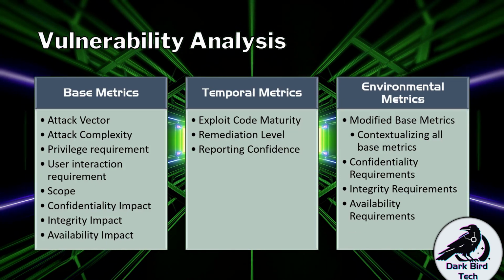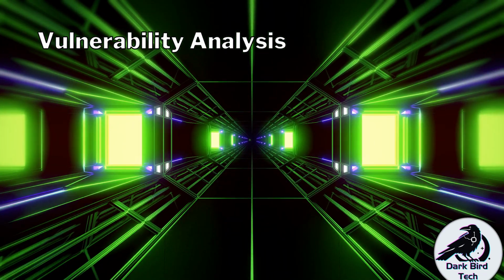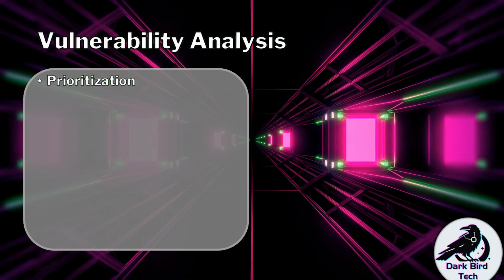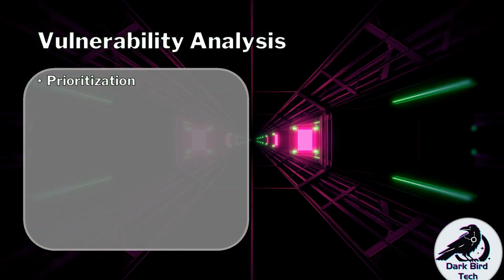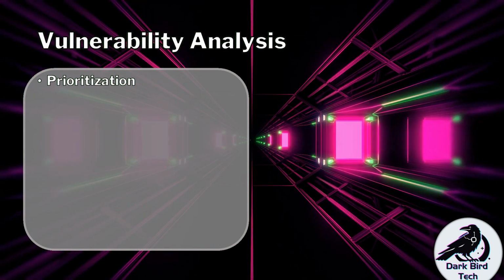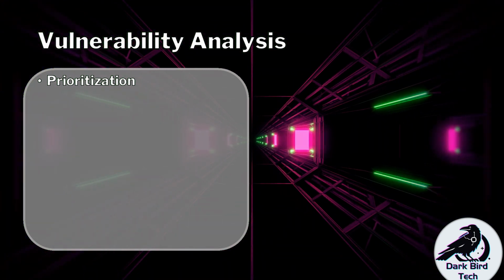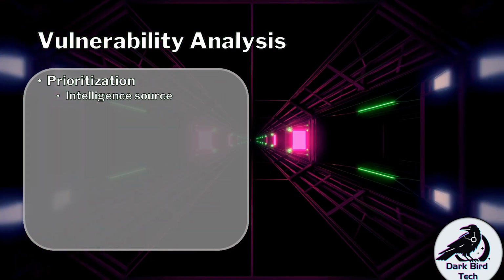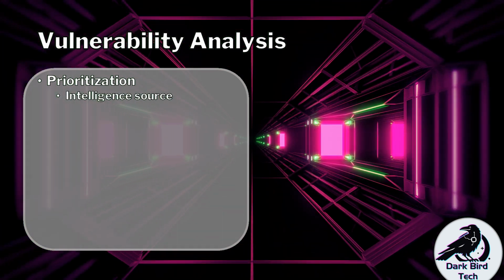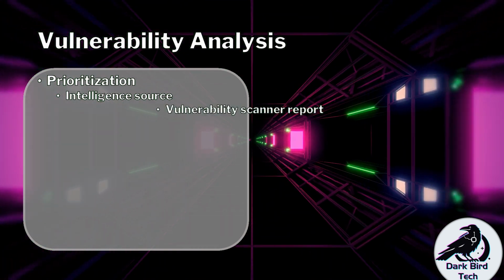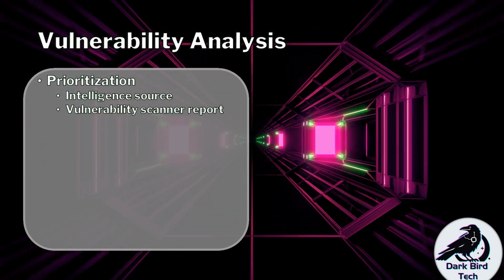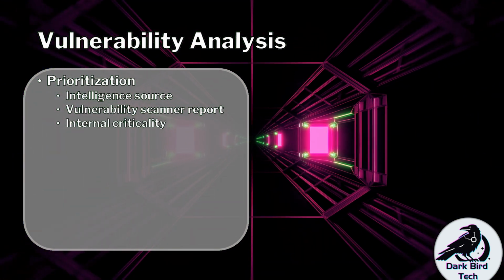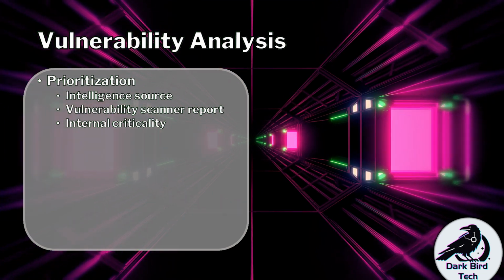We're going beyond CVSS. We also have prioritization. You need to work out what matters to you and your organization. Now, this does not mean you get to go backpacking across the Far East to find yourself. What we're encouraging you to do here is to use the intelligence sources to work out what's going on right now, take your vulnerability scanner reports and see what you have, and then contrast that with your internal criticality.